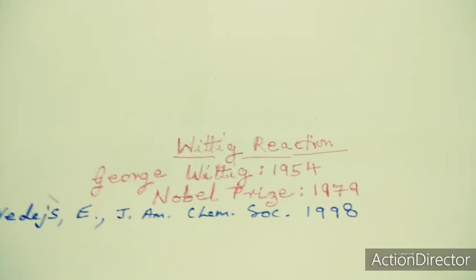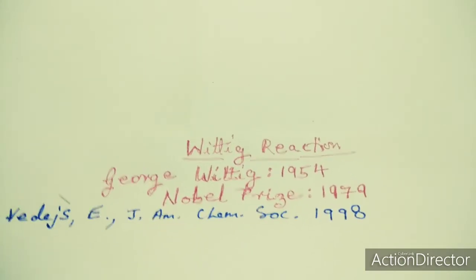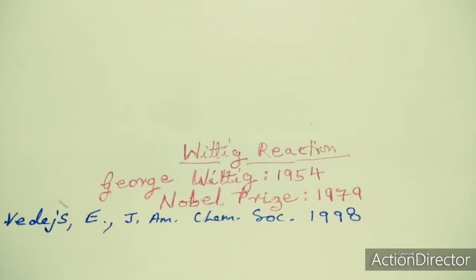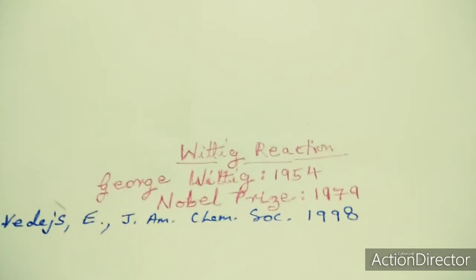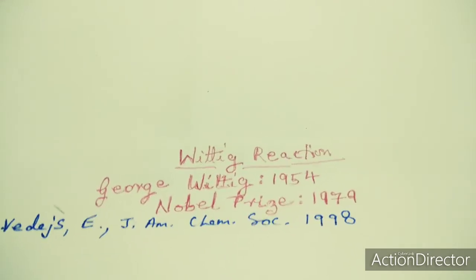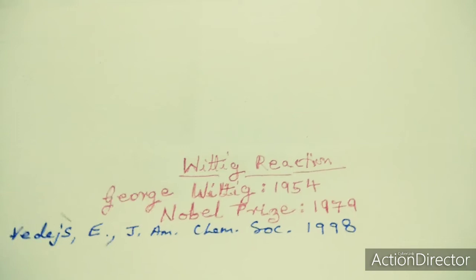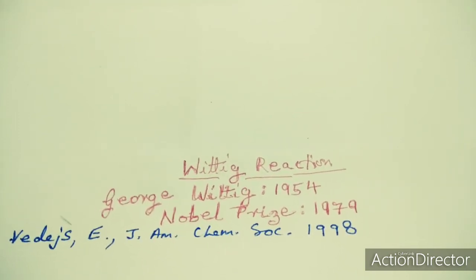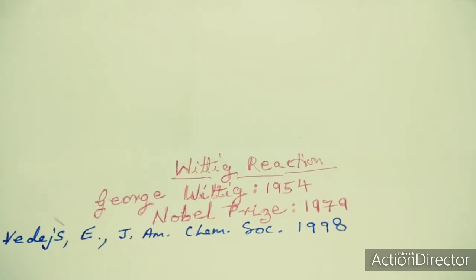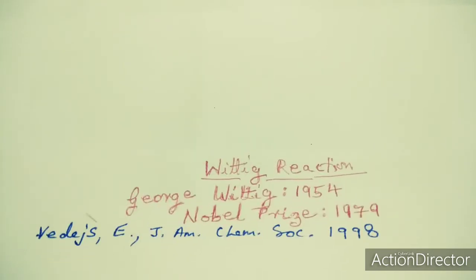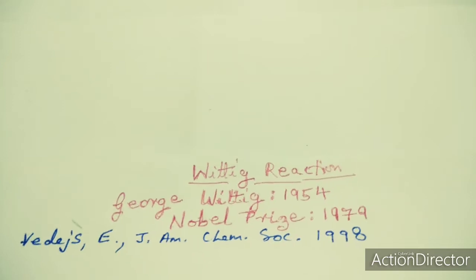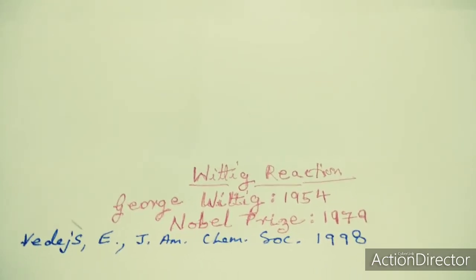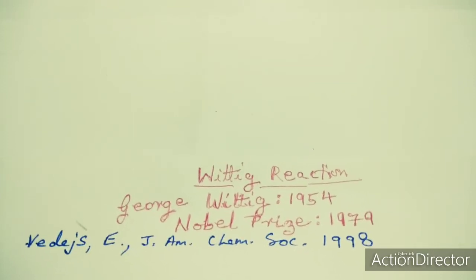Good afternoon, dear students. In this series of named reactions, today we will be dealing with the Wittig reaction, which was published by George Wittig in the year 1954 after his extensive work on this. And seeing the utility of this reaction, the regiospecificity of this reaction, and how it is applied in varied processes, he was awarded the Nobel Prize in the year 1979.